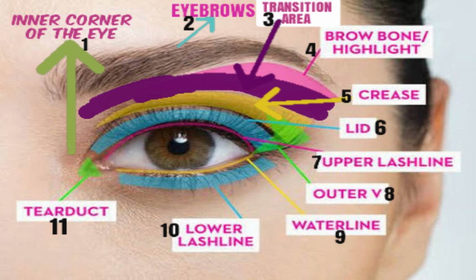Okay, now you have number 6, the lid, and then we have number 7, the upper lash line.